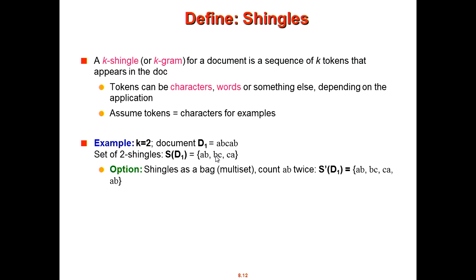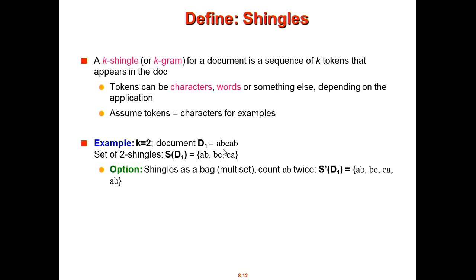So we only keep a set for the shingles. And so the result is AB, BC, and CA. So that's all the K tokens appearing in this document, right? So AB, BC, CA, AB. So using 2-shingles, we can preserve some order information. So only the two-word order is preserved in the set representation, right?